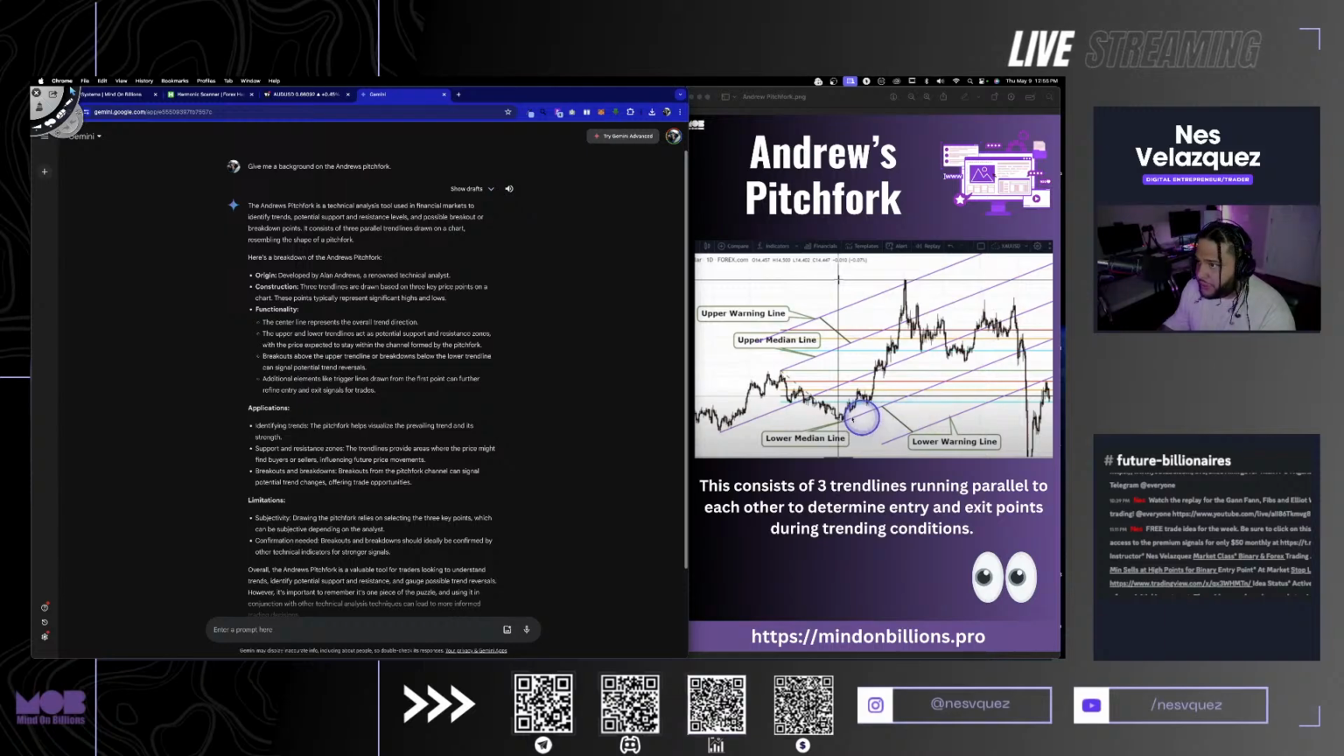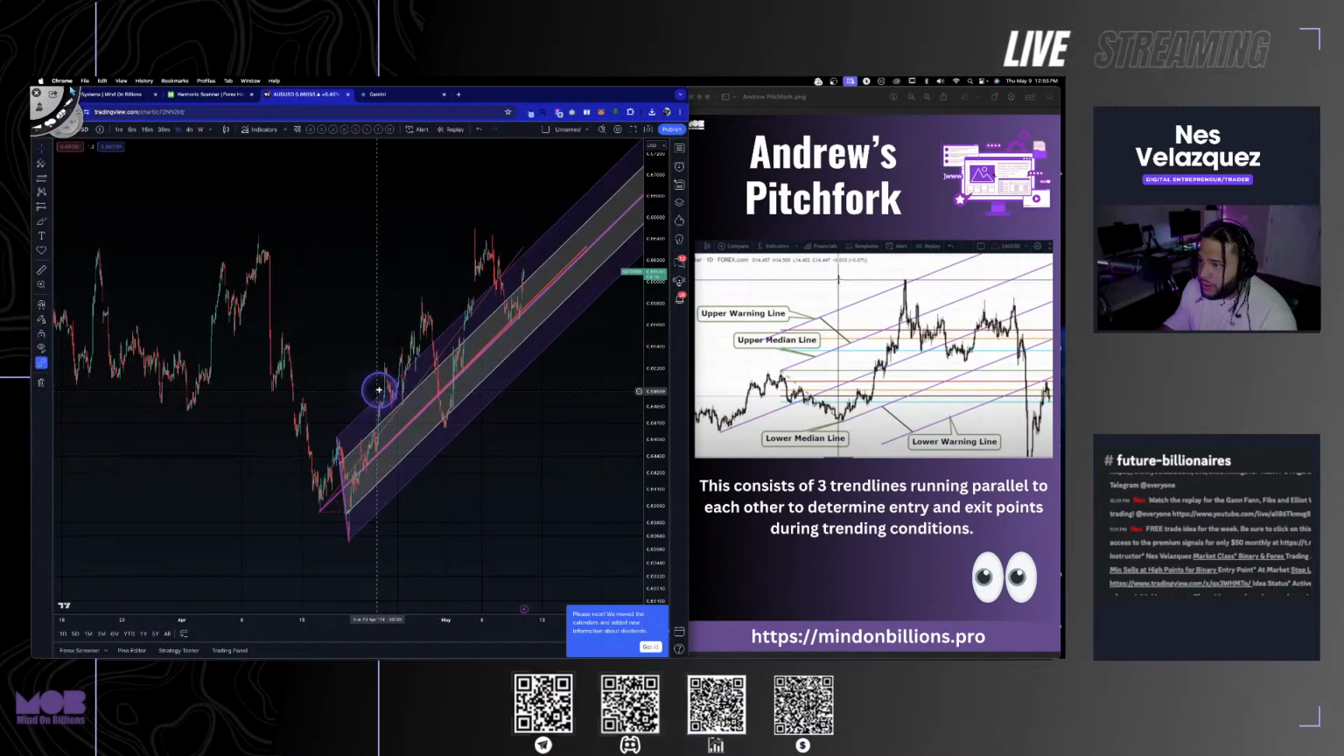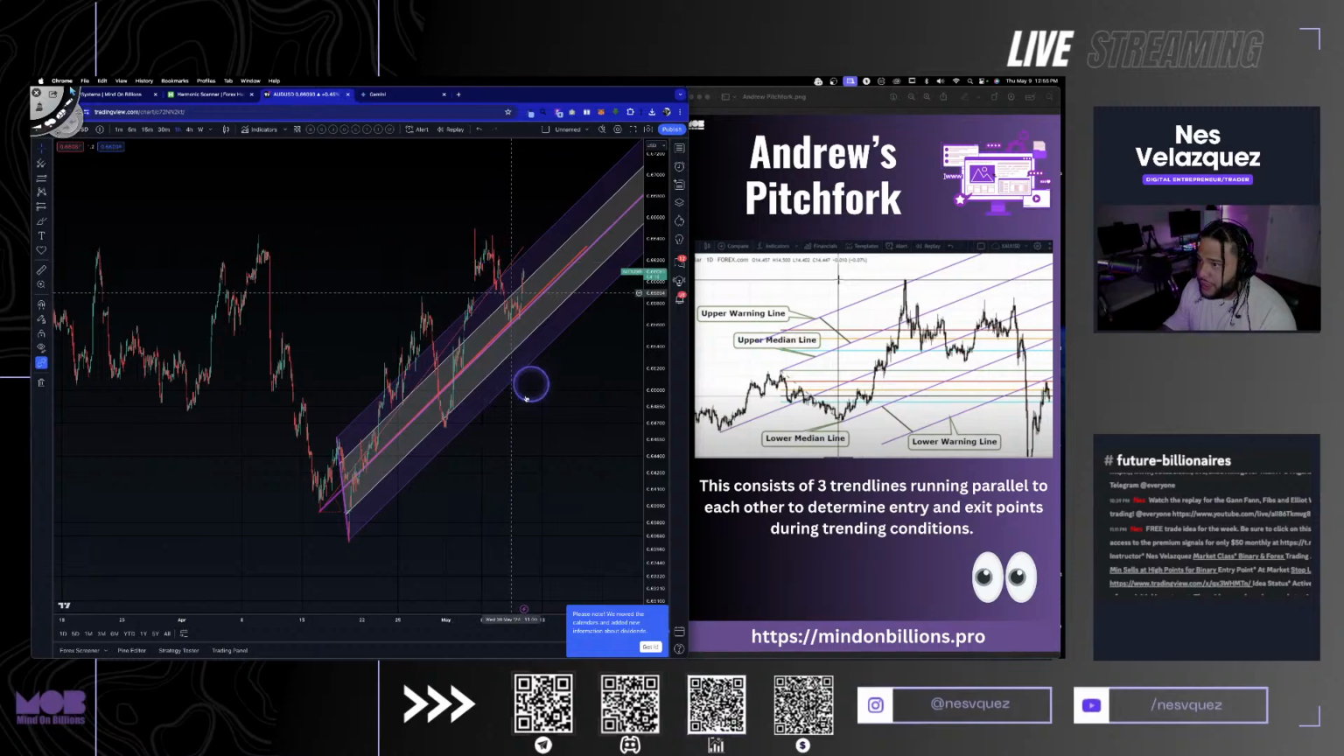right? We already see it with the example that look right here. We see it with this example, right? The market broke out to the upside over here. It didn't break out to the downside, which is good because if we're entering buys right here at the lower median line, then that's actually a pretty good thing.